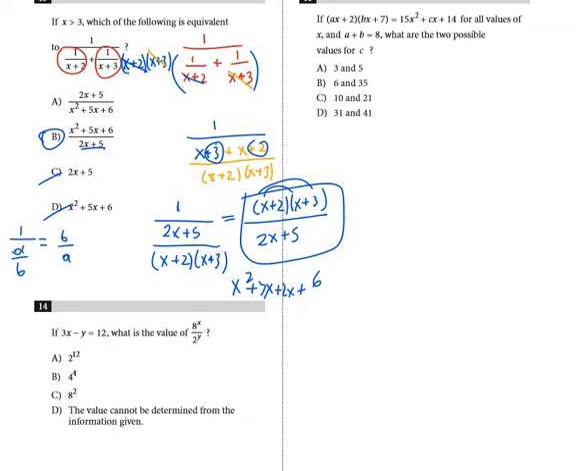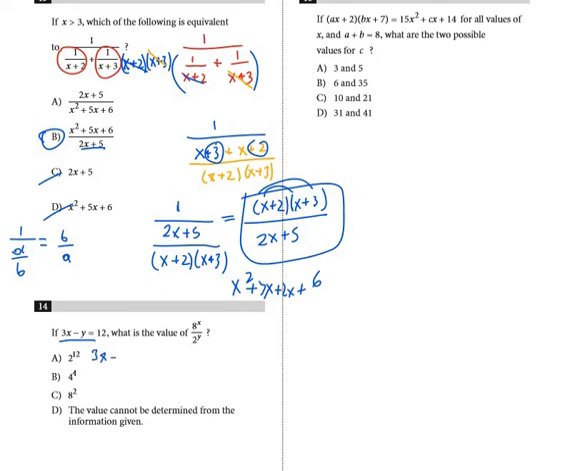Question number 14. If 3x minus y equals 12, what's the value of 8 to the x over 2 to the y? Since we're going to find the value of this expression, our strategy is solving for x or y in the first equation given, and then plugging into the second. So it doesn't matter whether you solve for x or y. Let's do it. Let's solve for y.